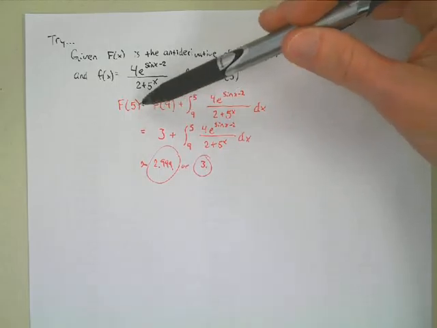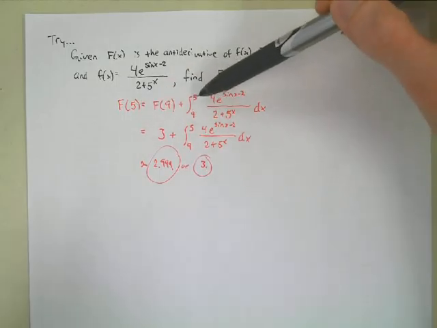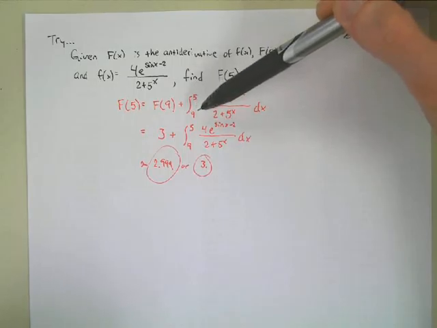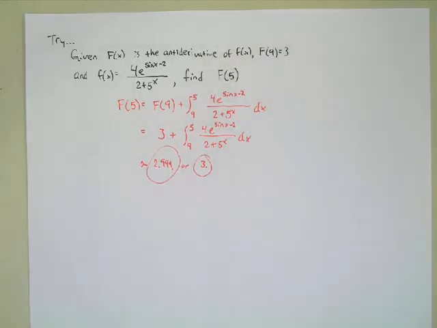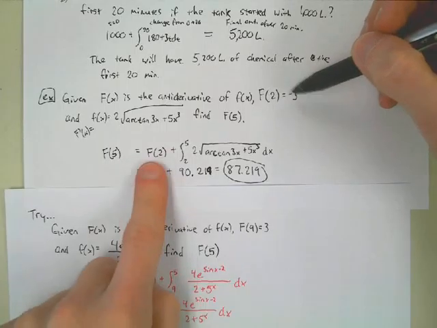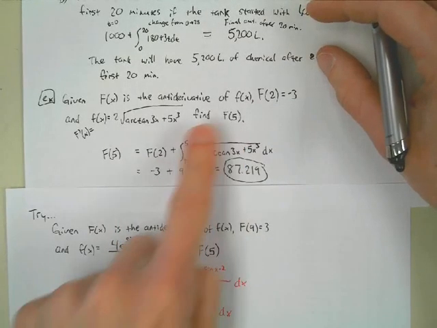So you just assume that whatever value they're giving you is where you're starting. Yes, that's our starting point, because we have to have some place to start. Then we can integrate backwards, just like we did here. We were told capital F of 2 was negative 3, so we started at 2. We wanted to get to capital F of 5, so we integrate from 2 to 5. Okay, last one. Here we go.